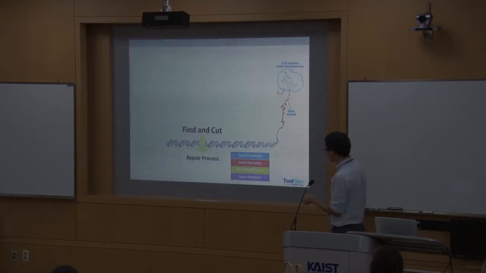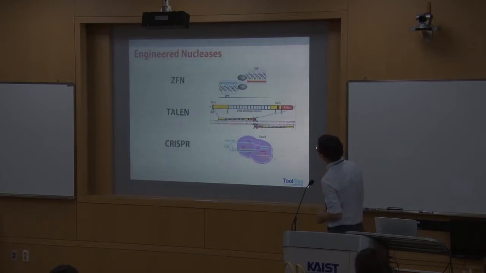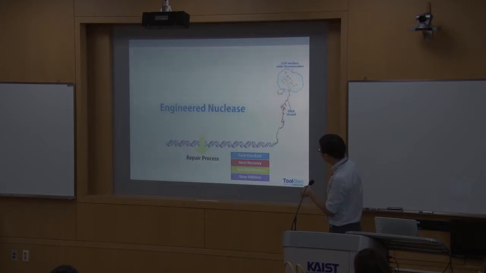Things we can achieve include removing gene function at this locus, recovering genetic information here, or just changing it, or adding an outside gene into the cut locus pretty efficiently. So there are a lot of different types of genome editing we can do with this. But still, the question is how to find and cut this location. That's when the engineered nuclease comes in. An engineered nuclease is an artificial tool or enzyme that people can program to bind to one predetermined locus and then cut that locus.